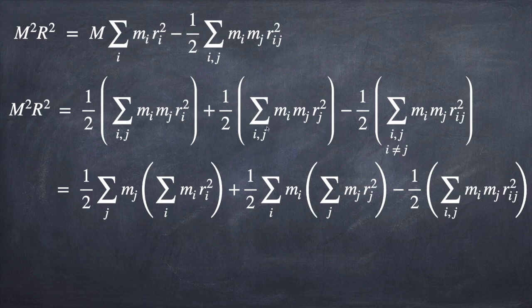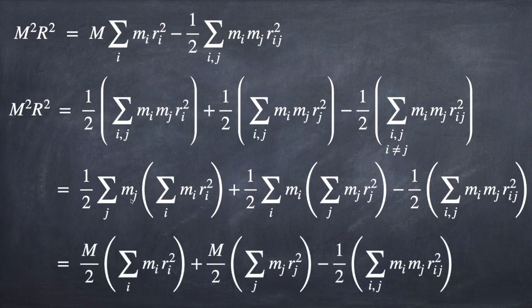And we will do an equivalent thing in this other term here. We have only this term with the i index, so we have this summation over i of m_i, and then the summation over j of m_j r_j squared. And we will just repeat this last term here.